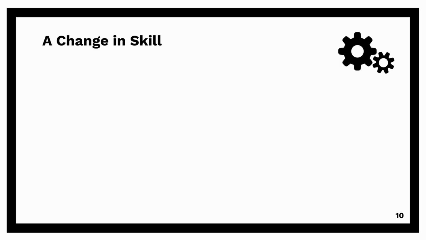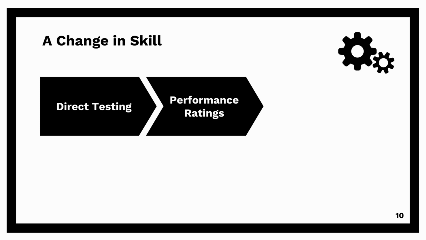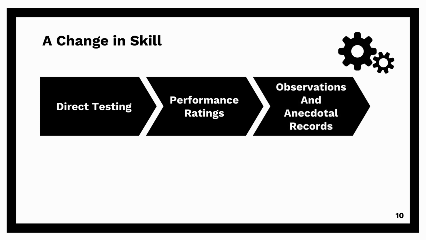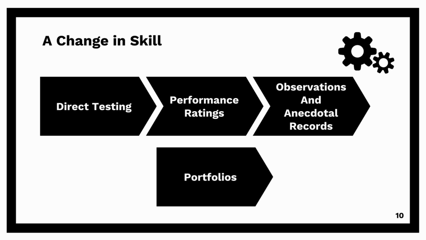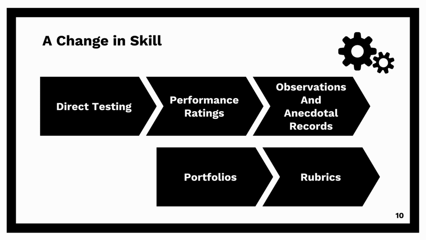A change in skill can be measured by things like direct testing, performance ratings, observations and anecdotal records, portfolios, or rubrics. These are more direct methods of measuring skill mastery.